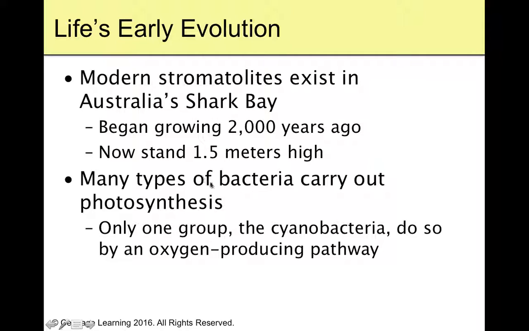And so there's lots of different types of bacteria that can carry out photosynthesis. But out of all of those groups, there is only one group, and that's the cyanobacteria, that when they do photosynthesis, they produce oxygen. None of the other bacteria that can do photosynthesis actually make oxygen. Only cyanobacteria do. And so when we look at how much oxygen is present in our current atmosphere, we are forced to give a lot of credit to cyanobacteria.